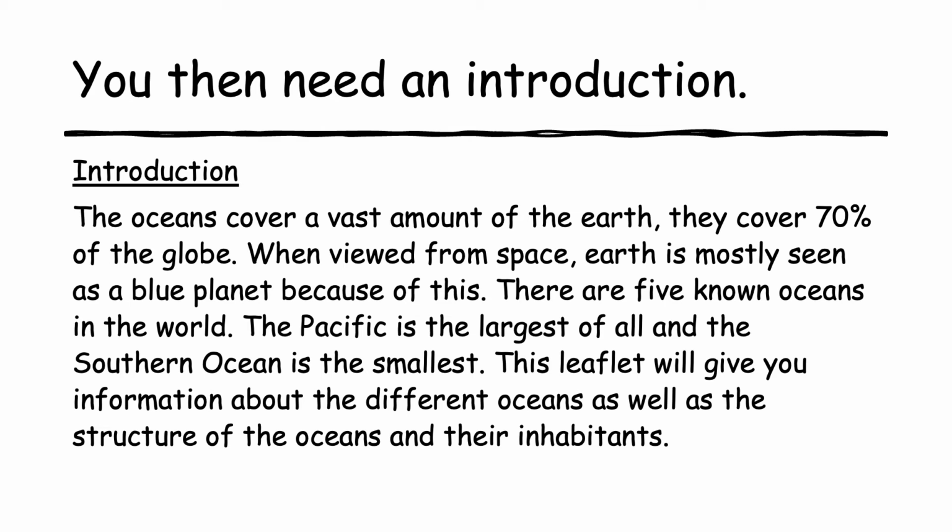Let's read that again because this is what you will need to be writing. Something similar. The oceans cover a vast amount of the earth. They cover 70% of the globe. When viewed from space, Earth is mostly seen as a blue planet because of this. There are 5 known oceans in the world. The Pacific is the largest of all, and the Southern Ocean is the smallest. This leaflet will give you information about the different oceans as well as the structure of the oceans and their inhabitants.